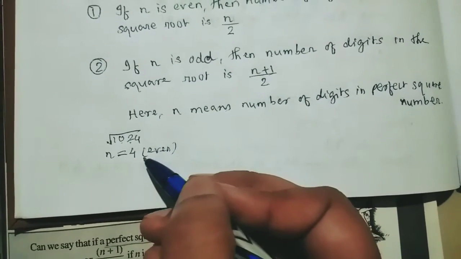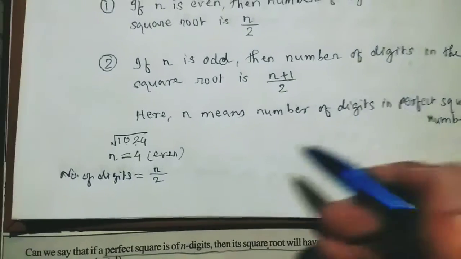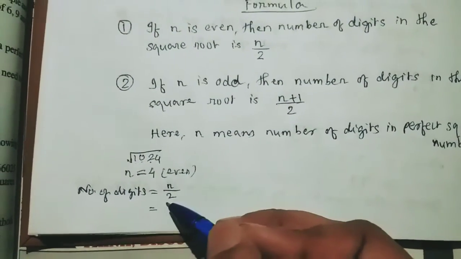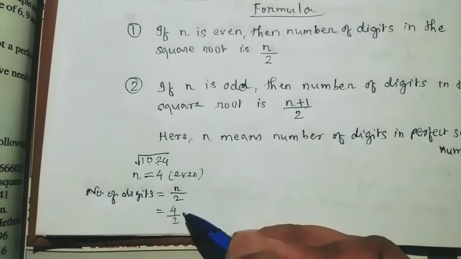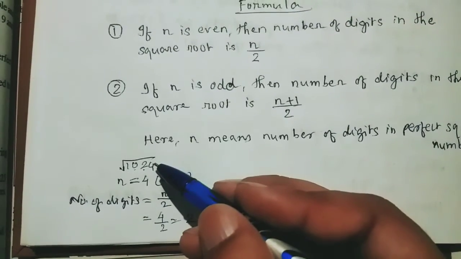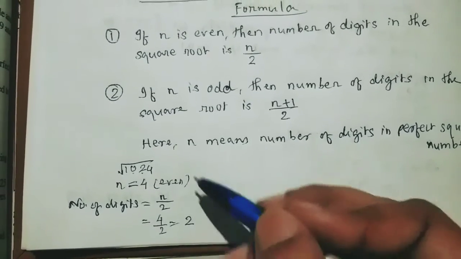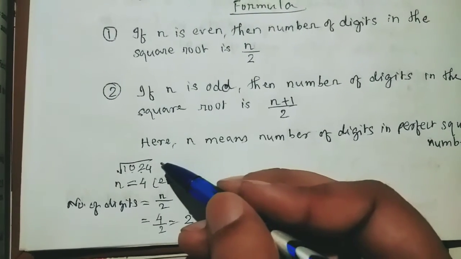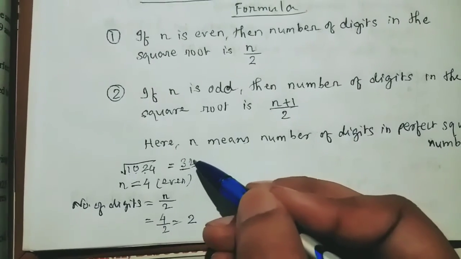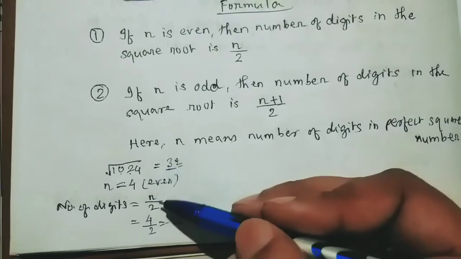So when n is even, the number of digits will be n by 2. So n is 4, 4 by 2, so the number of digits coming is 2. So when you find the square root of this number, we will find a 2 digit number. The square root of 1024 is 32. See, we got a 2 digit number. In this way, without calculating the square root, we can find it directly.